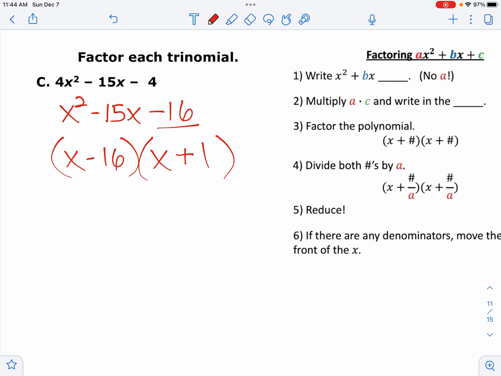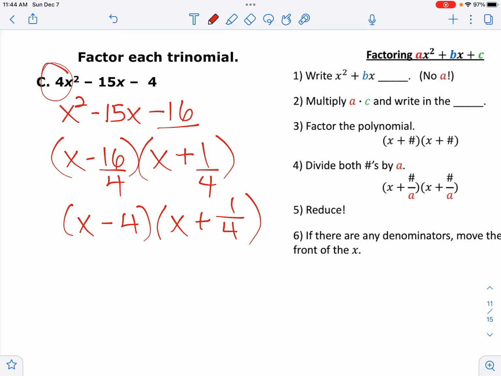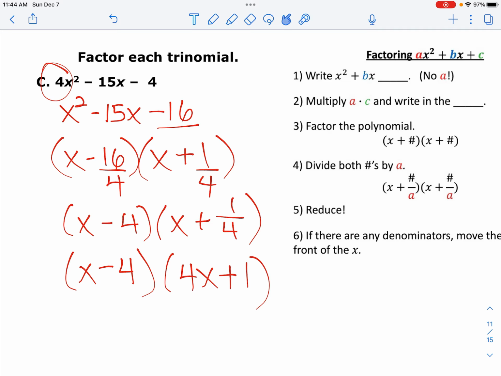All right, now I'm going to put the 4 underneath both of these. And I'm going to reduce. This one ends up just being 4. This one ends up being the same, right? That's already reduced. Now, I do have a common denominator left, and that one here is this 4, so I'm going to move that in front. This one will just stay as x minus 4, though, because there's no denominator. There we go. That's the factored form. So hopefully that's a good refresher for you.